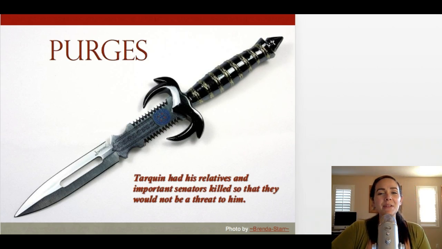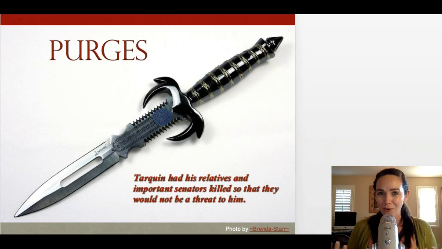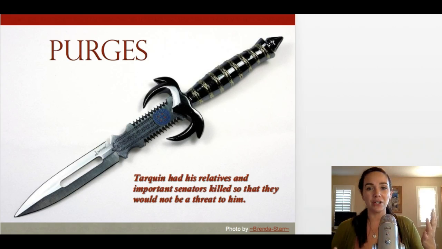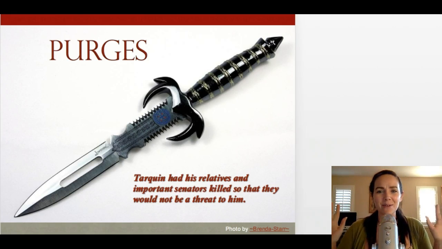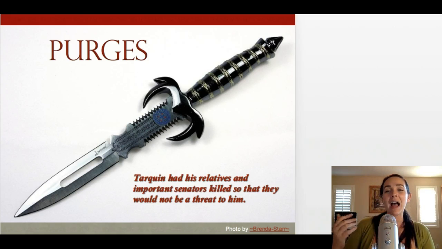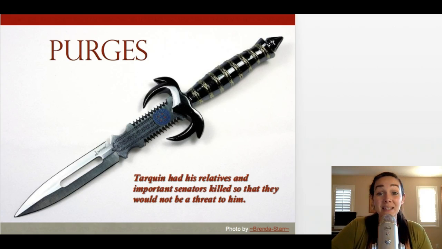All right, here's an example of how mean and nasty Tarquin the Proud was. He kills his own family because he is afraid of having a power struggle. He doesn't want anybody messing with his position of power, and he kills his relatives and other high-ranking senators and officials that he doesn't want to have to deal with. Okay? Not a nice guy.